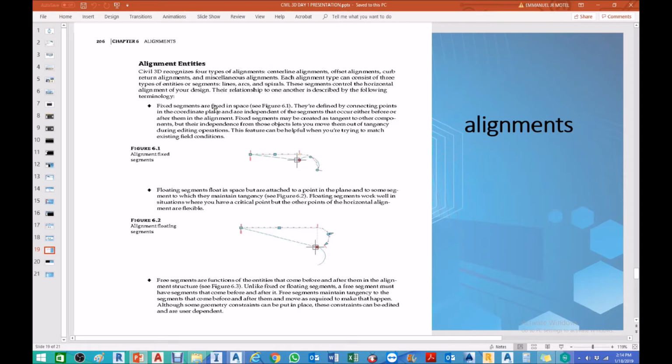Fixed segments are fixed in space. They are defined by connecting points in the coordinate plane and are independent of the segments that occur either before or after them in the alignment. Okay, so we'll go to the Civil 3D.